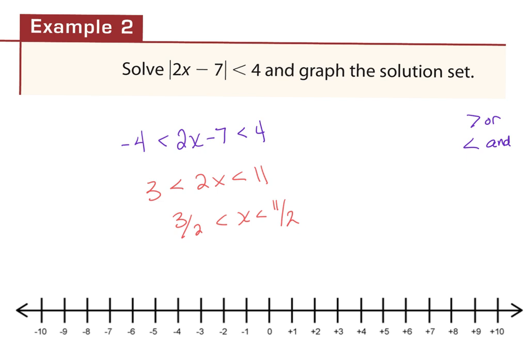And then, of course, graphing, you're going to do exactly what you've done before. You're going to open circle at 3/2, open circle at 11/2, and everything in between that.